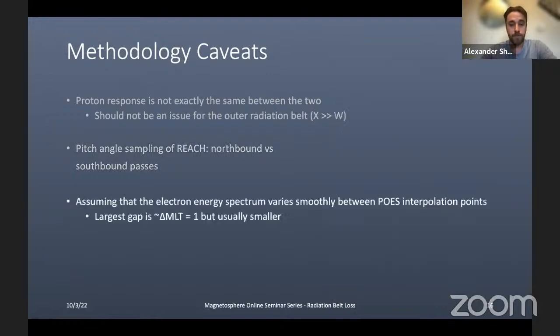Lastly, when we convert from integrated flux back to energy spectra, we are using a linear interpolation between the two closest spectra, and that assumes the energy spectrum will vary smoothly between those two points. The largest gap, like I said, is about 1 MLT, but it is typically smaller. That is an implicit assumption that we will be enforcing on this data set.